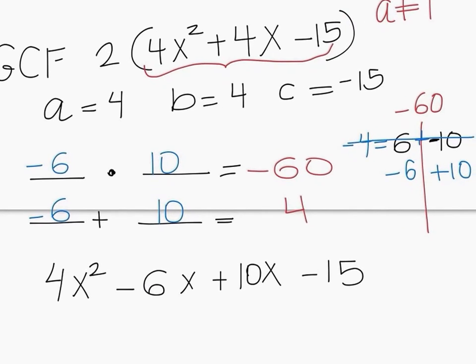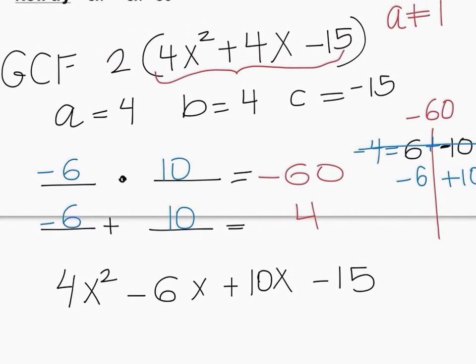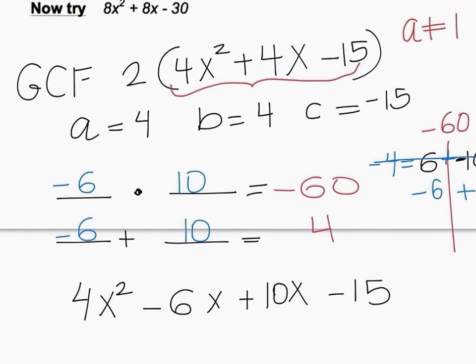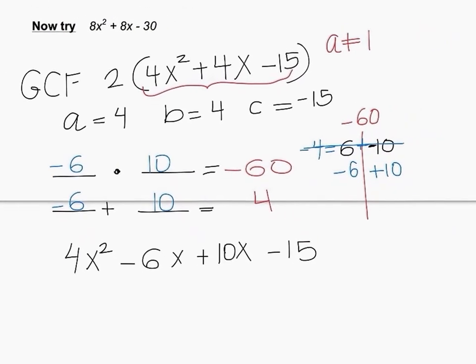Now, I didn't forget about the 2. We'll come back to it later. So once I factor the trinomial, I can put 2 in front of the factors that I find at the end, okay? But don't forget about the 2. Now let's move on.